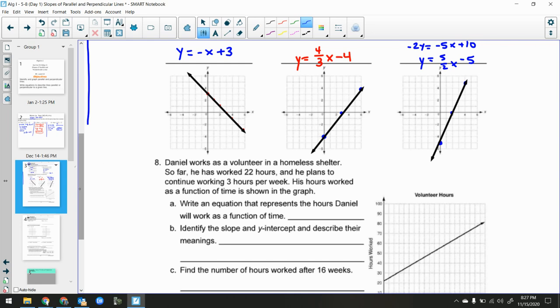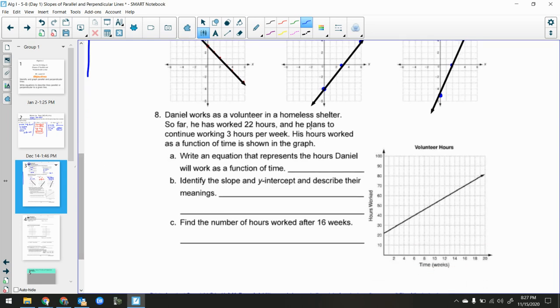Number 8, the word problem here. Daniel works as a volunteer in a homeless shelter. So far, he's worked 22 hours, and he plans to continue working 3 hours per week. His hours worked as a function of time is shown in the graph. Write an equation that represents the hours Daniel will work as a function of time. Now it says function, but I'm okay if we use y equals though. y is equal to 3x plus 22. That's my equation.